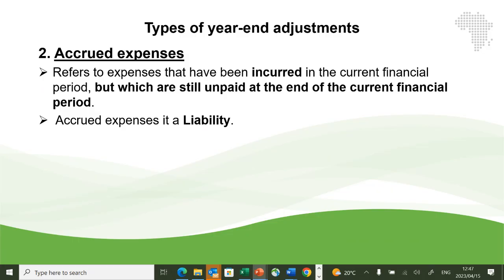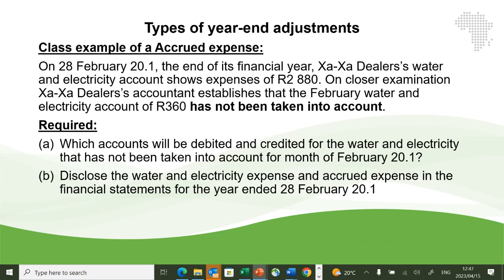I don't want you to get confused with this term. When you say accrued expense, we're talking about a liability. It's very important, because when you ask questions, that's where most students get confused. So we have an example here. These examples are there in your learning unit number 6. I just took them as they are.